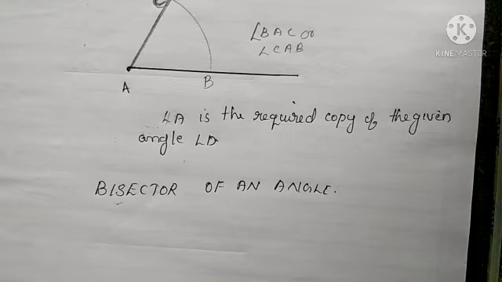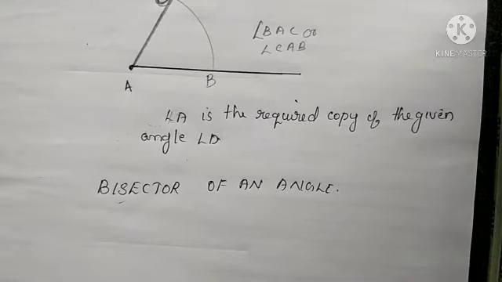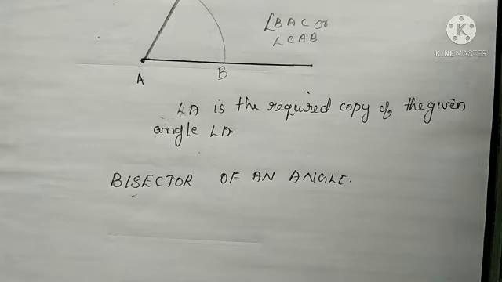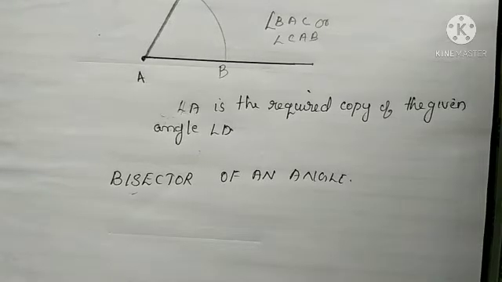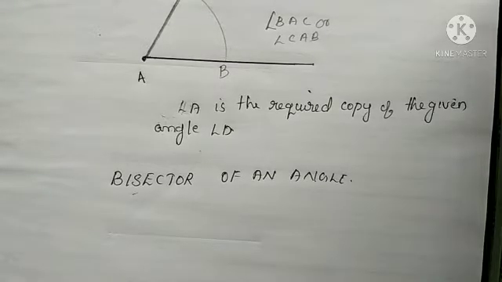Okay. Next topic is bisector of an angle. Now we draw a copy of the given angle. Next one is bisector of an angle. You have learned what is bisector. Bisector is the line segment which divides the given line or angle into two equal parts. So here bisector of an angle means that line should divide the given angle into two equal parts.